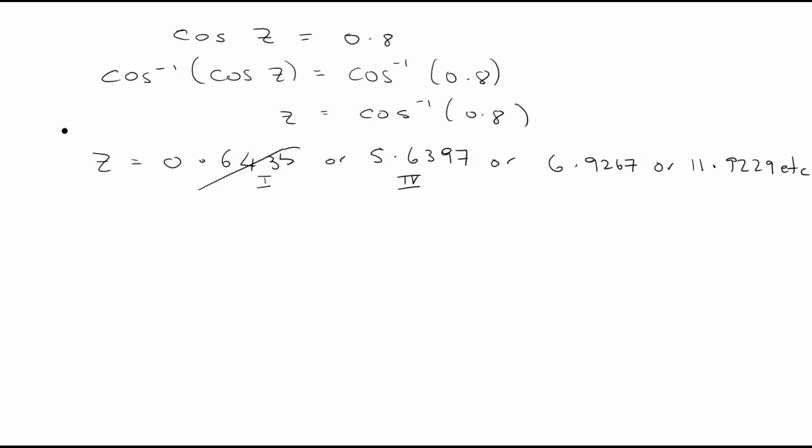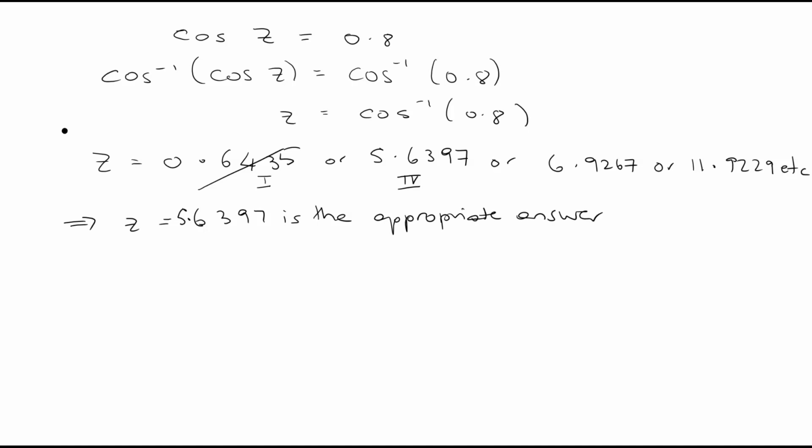Okay, so I don't need to go on because we know the question asked us for the first one. If it didn't make such a specific choice for us, then we would have had to supply all the answers, but we're only looking for the first one. So the first one will be z equals 5.6397. So that's the one we need to choose.